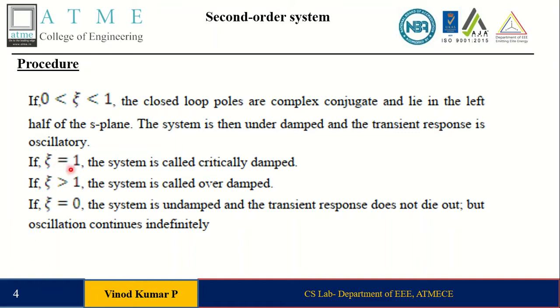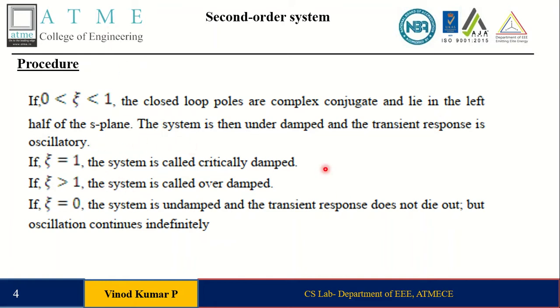When zeta is equal to 1, the system is critically damped. If it is greater than 1, it is overdamped. If it is 0, the system is undamped and the transient response does not die out. The oscillation keeps on continuing till infinity. So these are the few prerequisites for case studies.